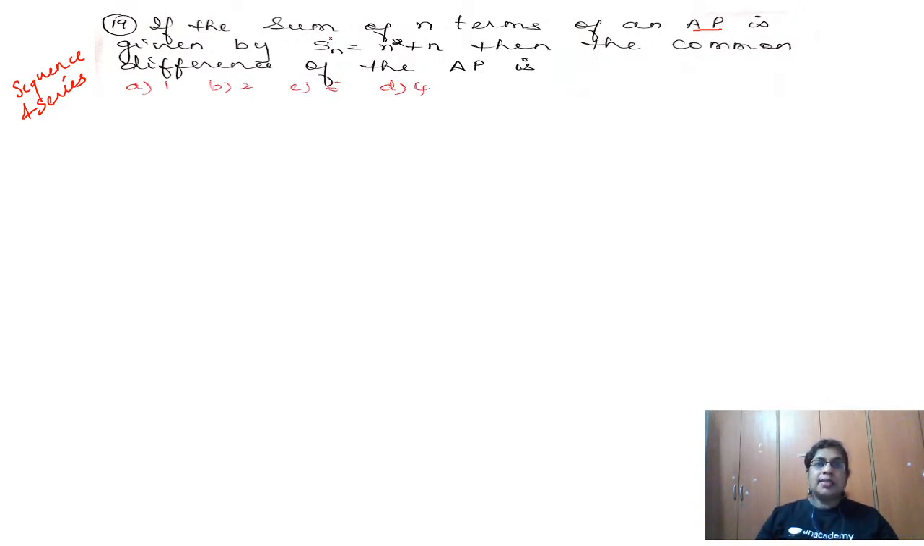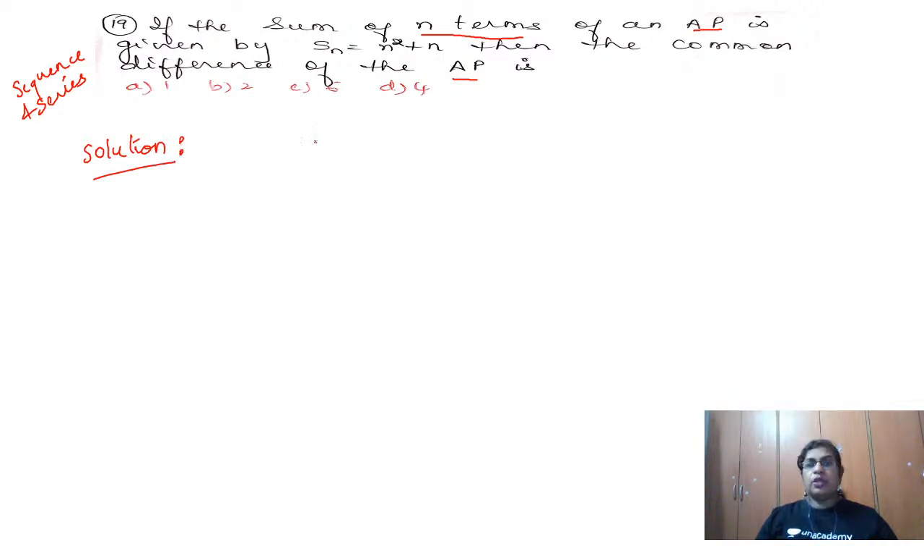If the sum of n terms of an AP is given by Sn equal to n square plus n, then what is the common difference of the AP? So what is given to us first? Sn, that is the sum to n terms of an AP. Okay, so let us write the solution.